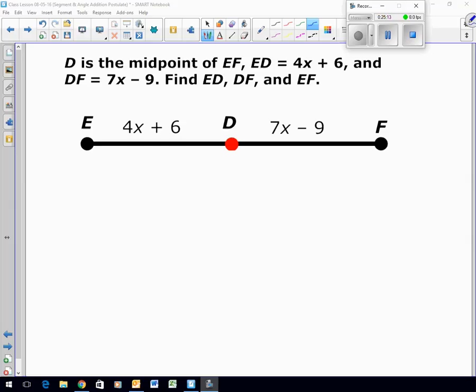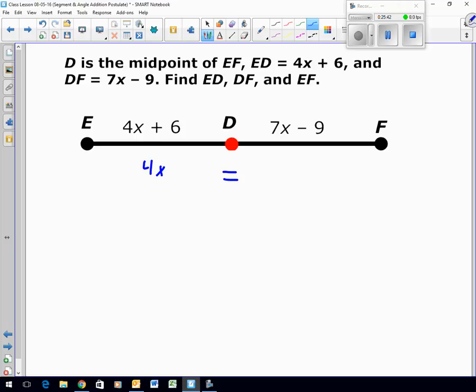What does congruent mean? Identical. It means identical. Thank you. There we go. Identical. Okay, identical in this context will mean equal, right? So think about it. That means that E to D is equal to D to F.